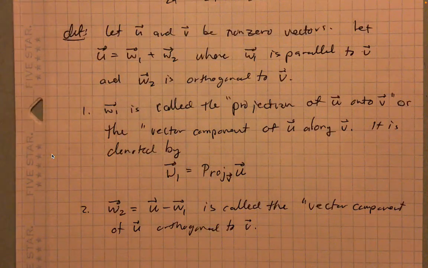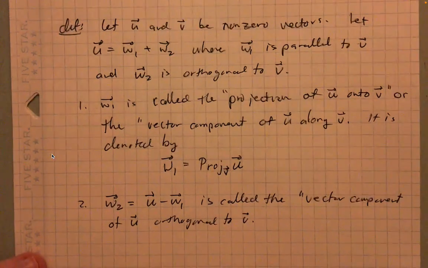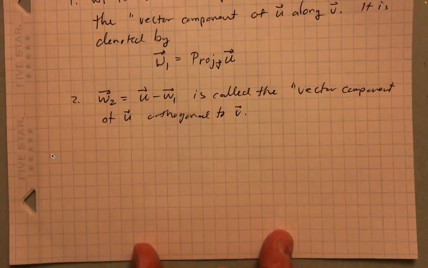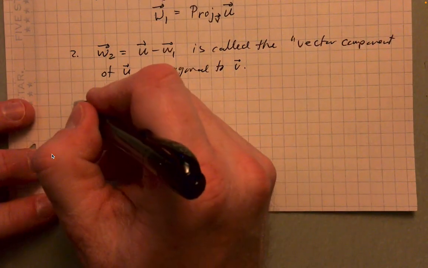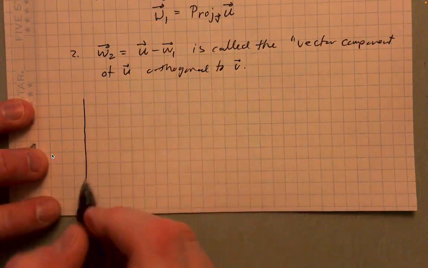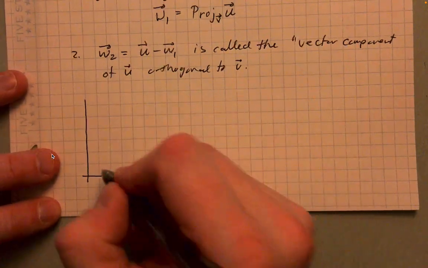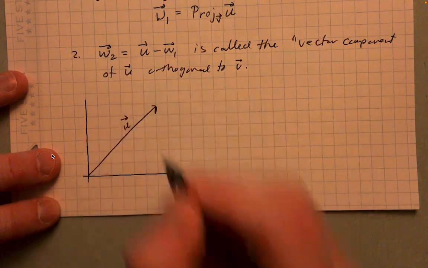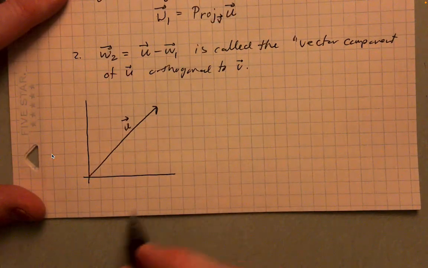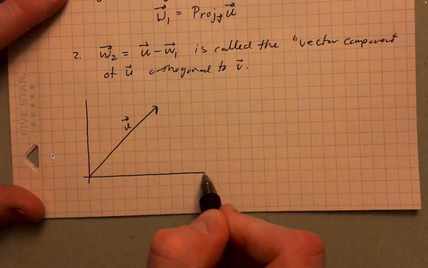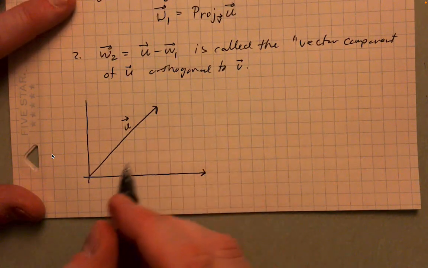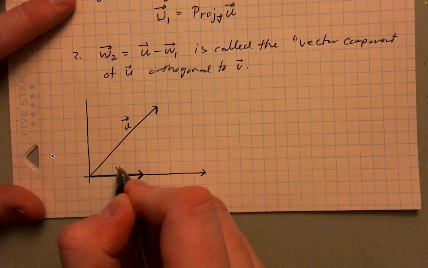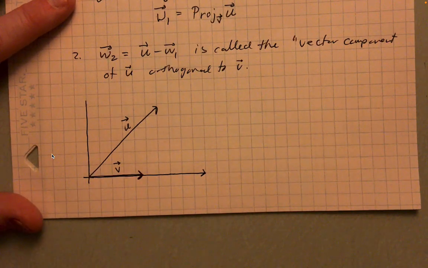Okay, so this is all very cryptic. Let's just draw a picture here and see if we can figure out what this is talking about. We'll do this in 2D space. So I've got some vector u. This is my u, and let's have this come out a little bit more here. And then I've got some other vector here, v. It's kind of this shorter vector.